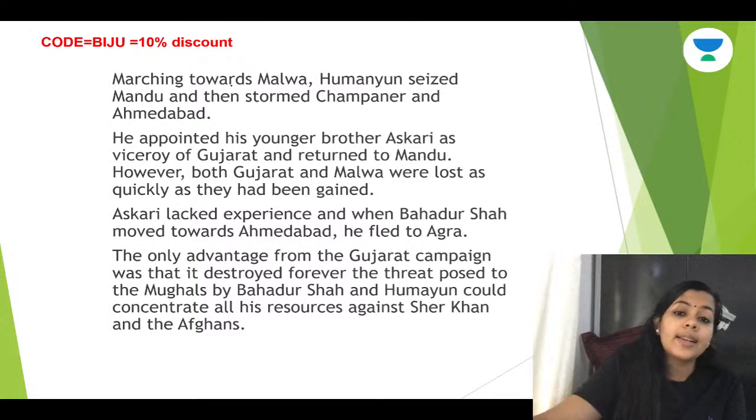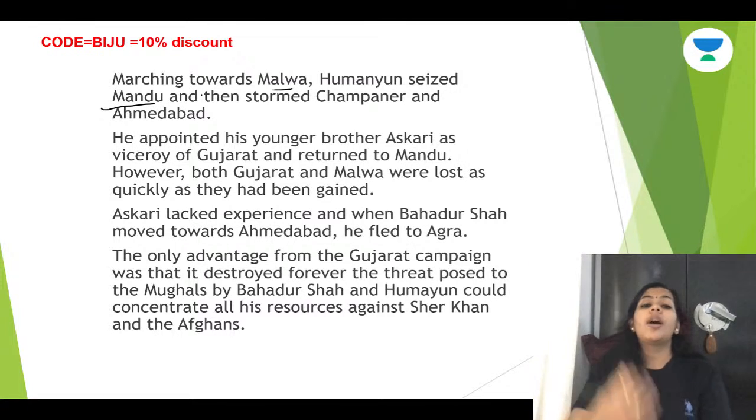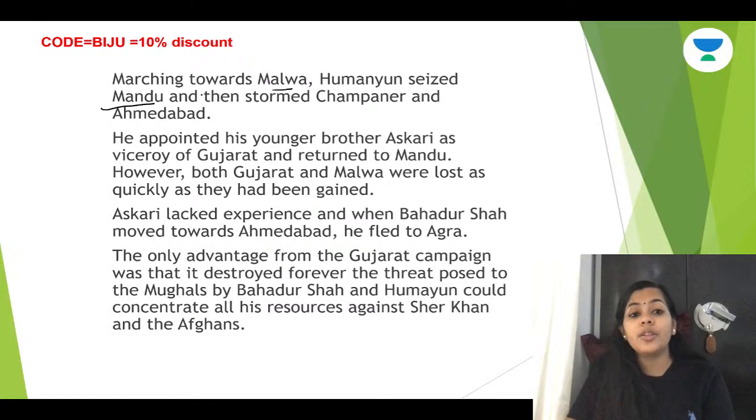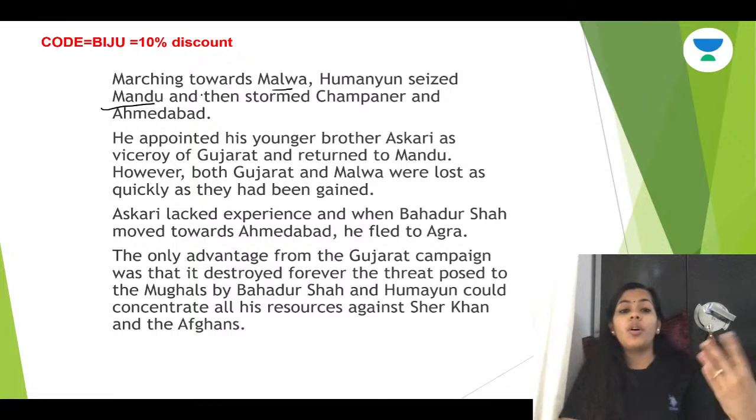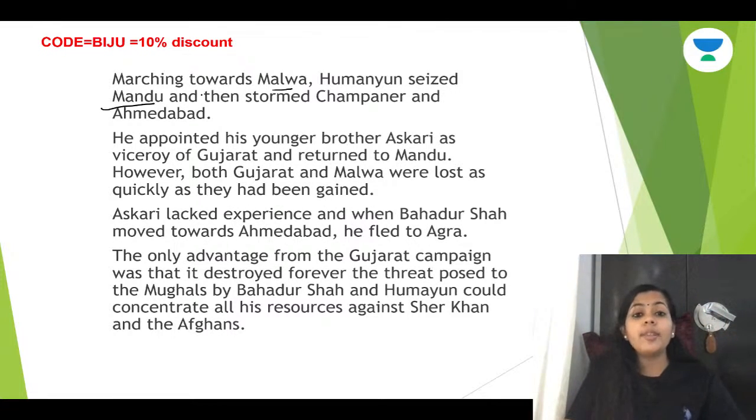Another way is that he marched towards Malwa. Humayun seized Mandu and stormed Champaner and Ahmedabad. He also appointed Askari, his young brother, to Gujarat. However, both Gujarat and Malwa were lost as quickly as they had been gained. So Humayun got Malwa and Gujarat in hand, but unfortunately, he lost them suddenly, immediately.